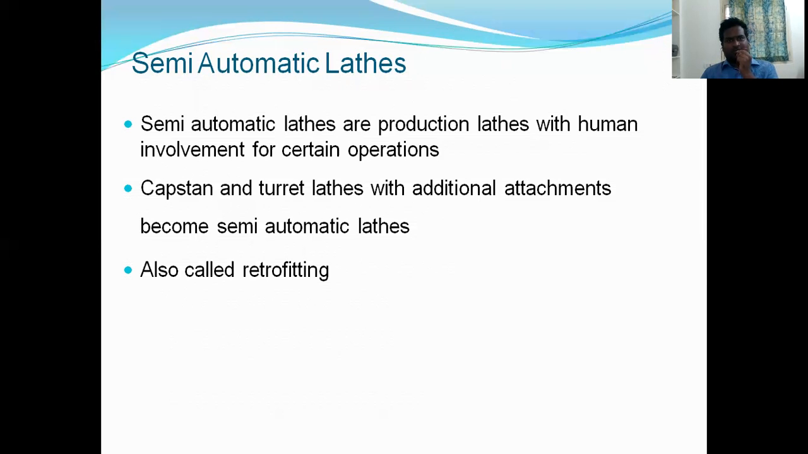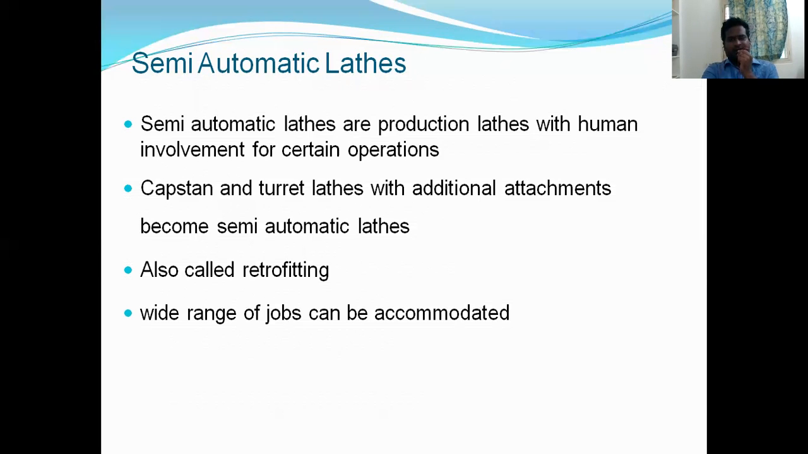Semi-automatic lathe machines can accommodate a wide range of jobs. So these are the points on semi-automatic lathes: higher production rates. Semi-automatic lathes are production lathes with human involvement for certain operations, whereas in an automatic lathe there is no human involvement in operation. All operations are done by the machine itself.